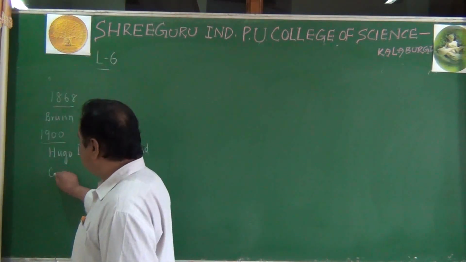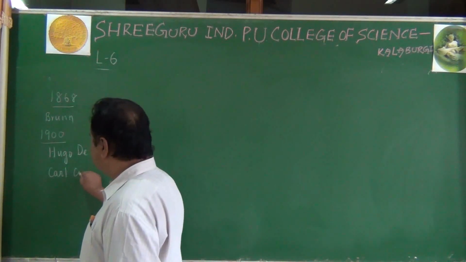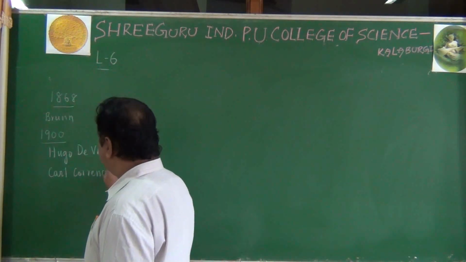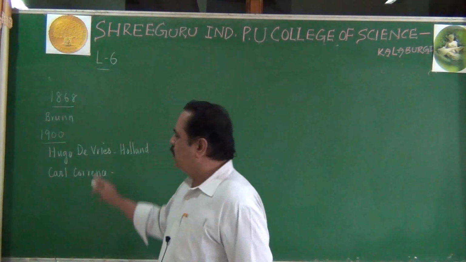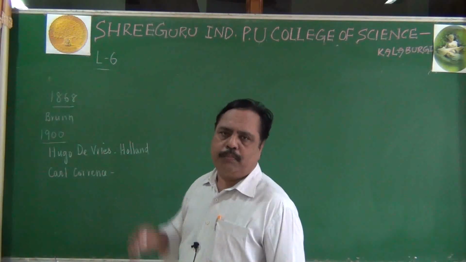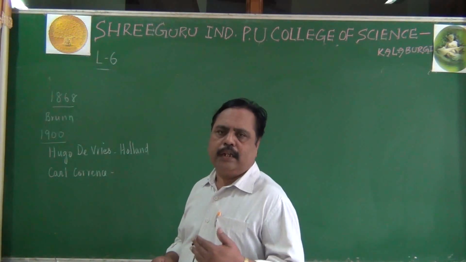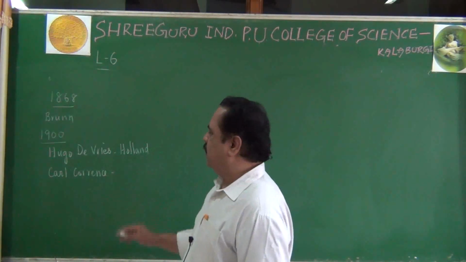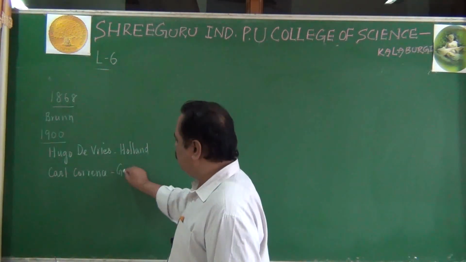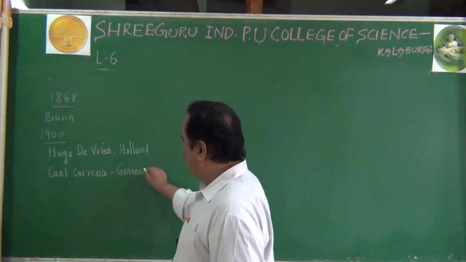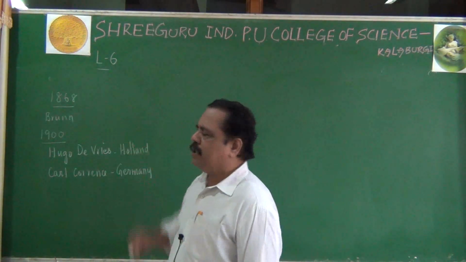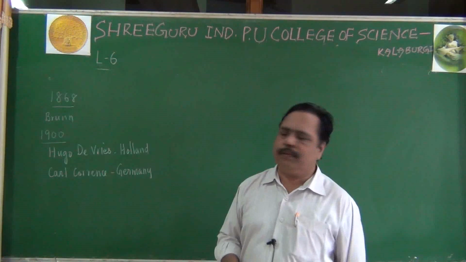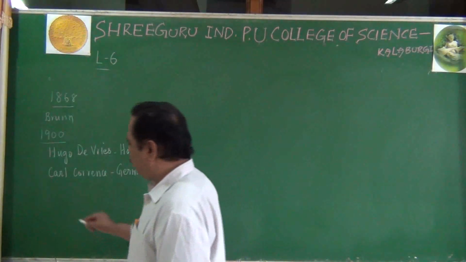The second scientist whom you have to remember here is Karl Karens. Karl Karens did some work in monohybrid cross with some other plant, not the pea plant. We will study about Karens' contribution later. Karl Karens was from Germany, and he is also one of the rediscoverers of Mendelian principles.